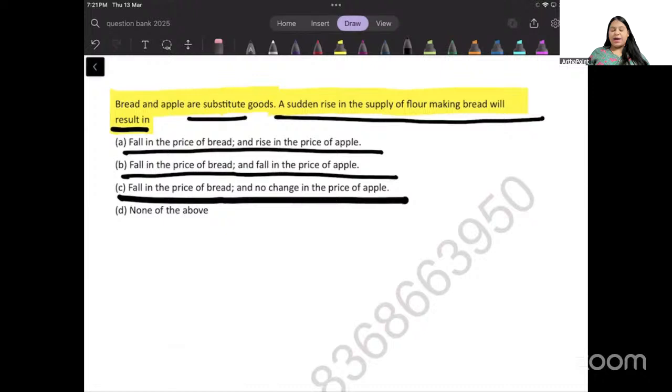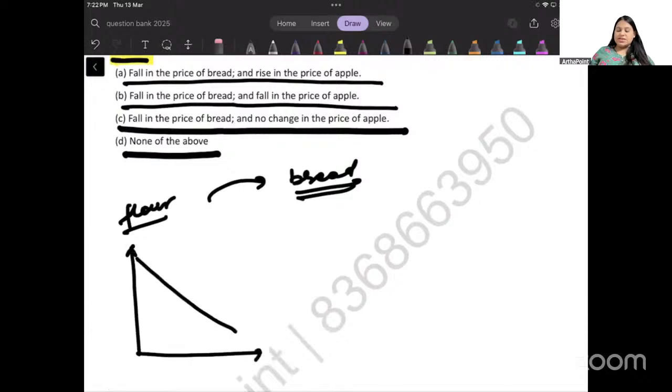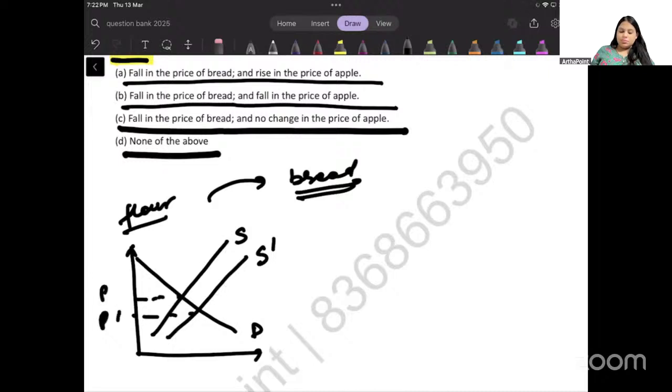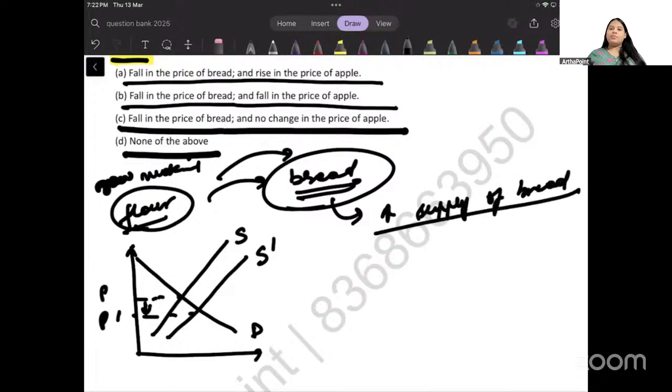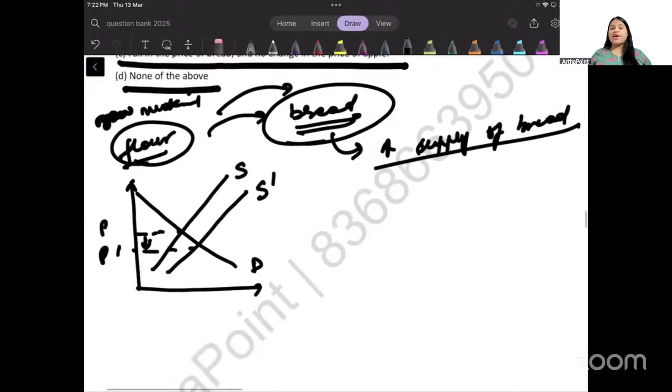ठीक है बेटा, तो देखो, flour is used... अब अगर फ्लावर का हमने सप्लाई इंक्रीज किया तो फ्लावर का प्राइस जो है वो डिक्रीज हो जाएगा. Flour price will decrease. Flour is used as a raw material, आटे को हम रॉ मटेरियल की तरह यूज कर रहे हैं to make bread. So when the price of raw material will decrease, there will be increase in supply of bread, ब्रेड का सप्लाई बढ़ जाएगा. Factor other than price में raw material is an important factor.